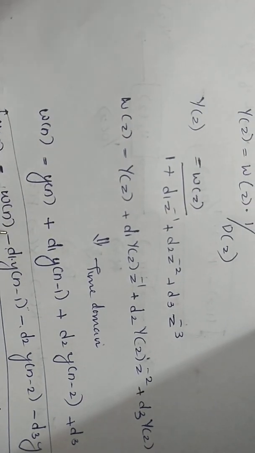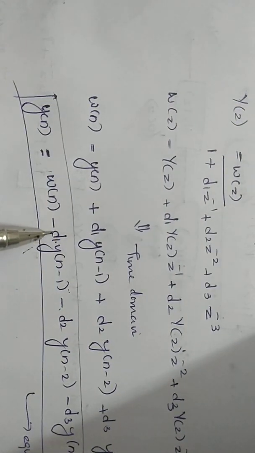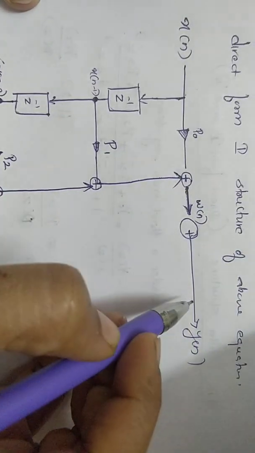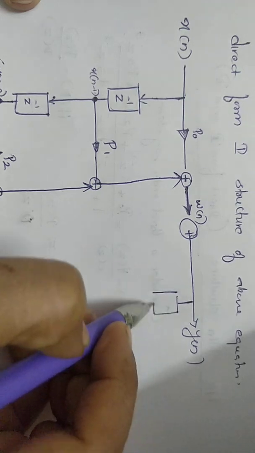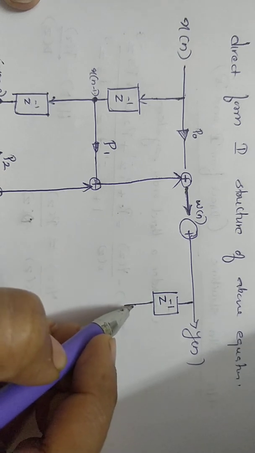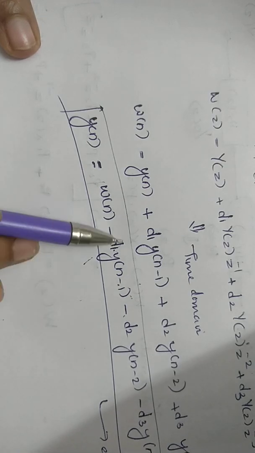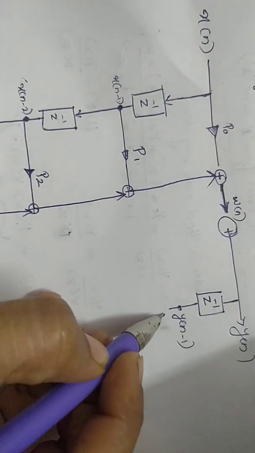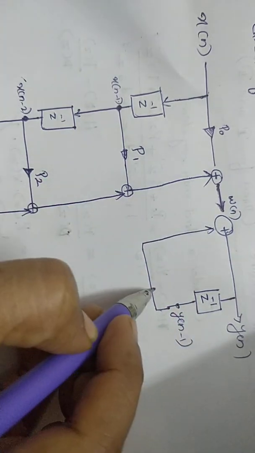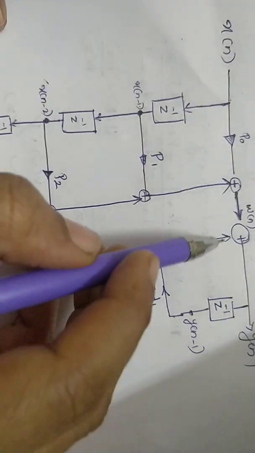Here you can see that the first term is minus d1 into y of n minus 1. For getting y of n minus 1, a delay term is required. So y of n is available here, that is our output. For getting y of n minus 1, I am putting a delay term here. Now this point it is y of n minus 1. That y of n minus 1 is multiplied by the minus d1 coefficient and is added here.